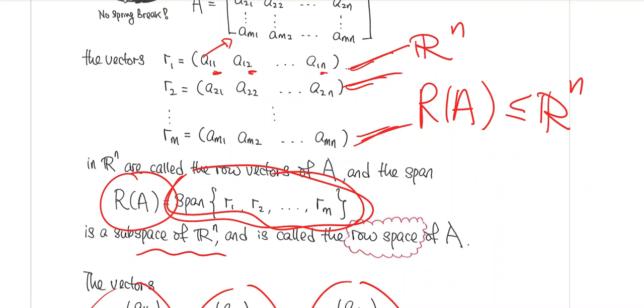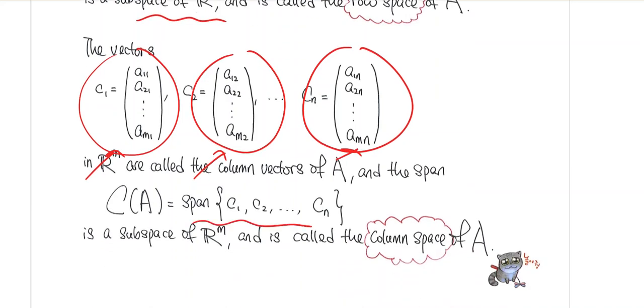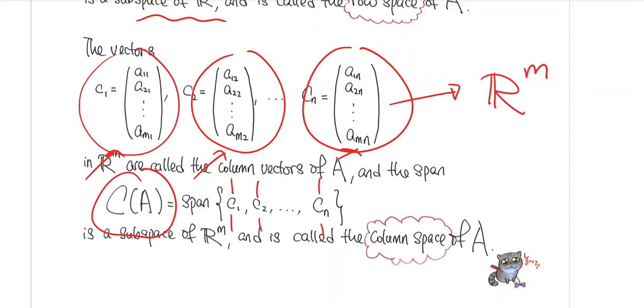The same thing applies if you look at all the column vectors of the matrix A. Instead of looking at the column vectors themselves, we look at the span, the linear combinations of the column vectors. This is again a vector space, and it's denoted C(A). This is the column space of matrix A, and all these column vectors are elements in Rm. So the column space is a subspace of Rm, which consists not of the column vectors, but of the span of the column vectors. That's how we define row space and column space.